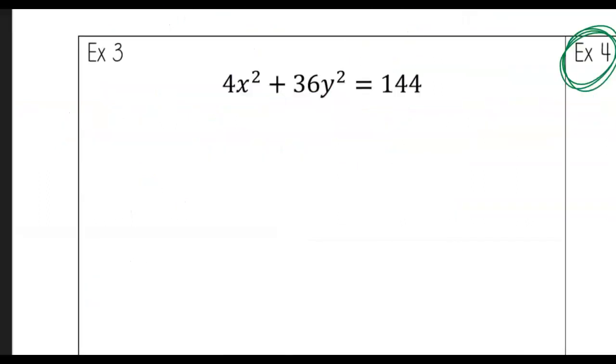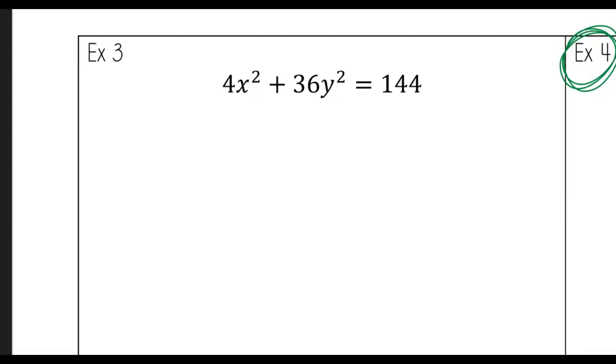So now looking at example 3. This does not look like the other ellipses that we've looked at so far. This is actually an ellipse written in the general equation form. What we've been looking at before is ellipses in standard form. So in order to graph this, we need to put it into standard form. Now, when there's just x squared and y squared, with no plain x and plain y, this is really easy to put in standard form.